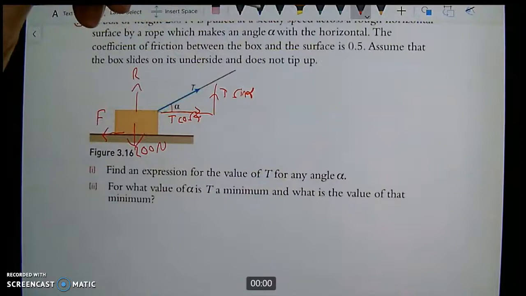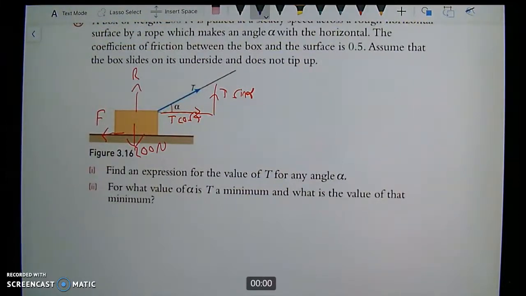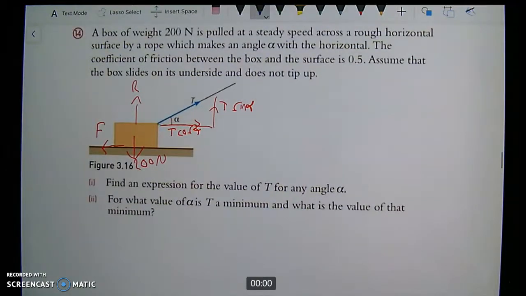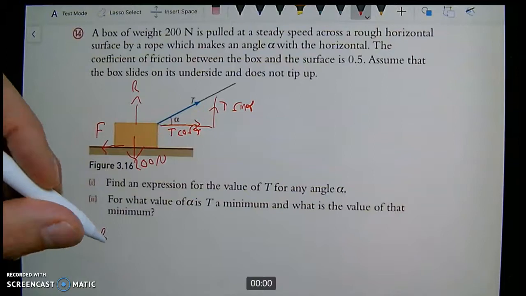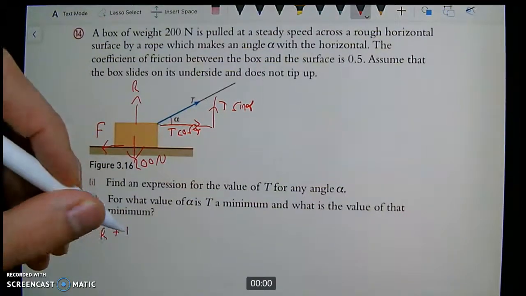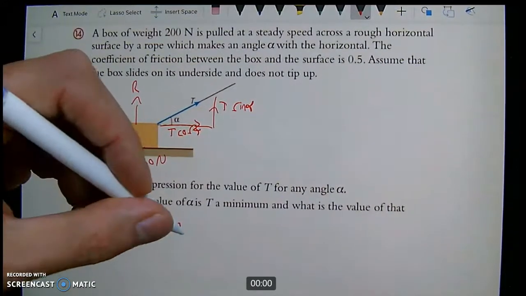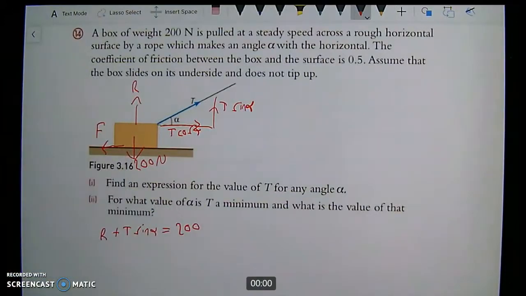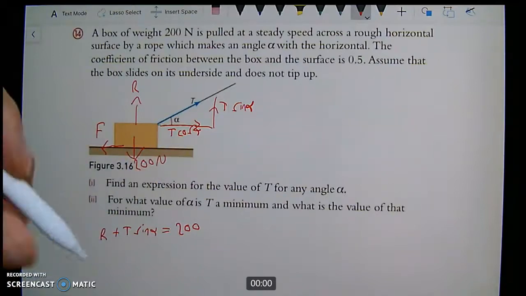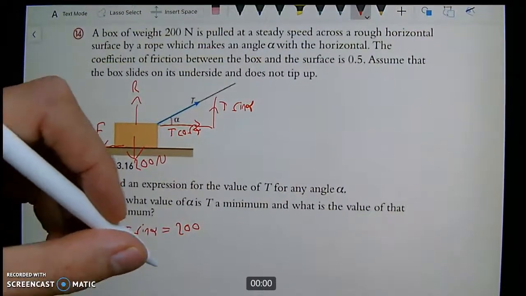And now we can form some equations by resolving, and we're told that the object is moving at constant speed, and that means that the forces will have to balance both horizontally and vertically. So vertically first, if the upward force equals the downward force, we're going to get that R plus T sine alpha, the upward force, has to equal 200, the downward force. Then horizontally, force to the left equals force to the right, F equals T cos alpha.